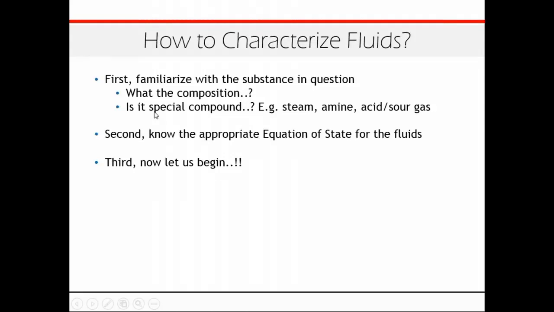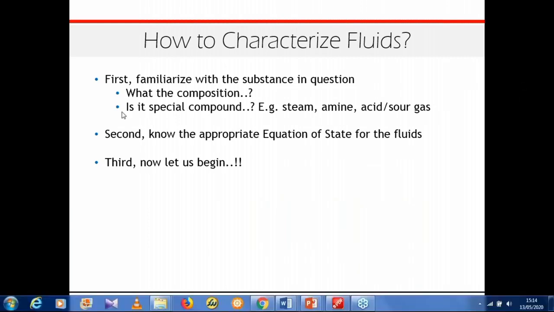You have to know that each compound has its own special properties. That's what I just explained. Now, for instance, some of those streams may have different levels of compositions of other compounds in them, like amine, like the acid or sour gas. When you say acid gas or sour gas, you're looking at the surface.